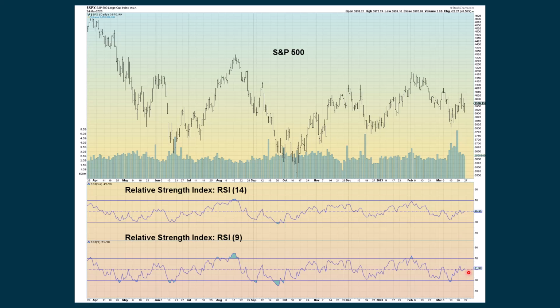RSI, we're just about at 50 with the 14 period. We're showing a little bit more improvement with the 9 period. We also look at this when we get extreme positive or negative.